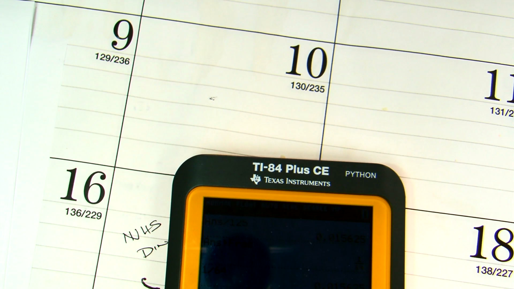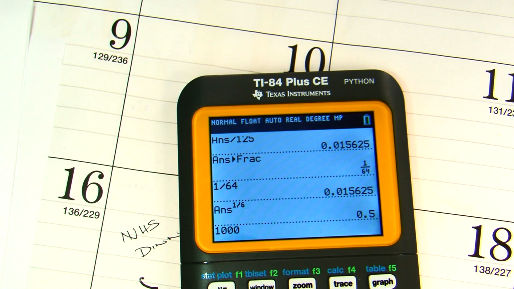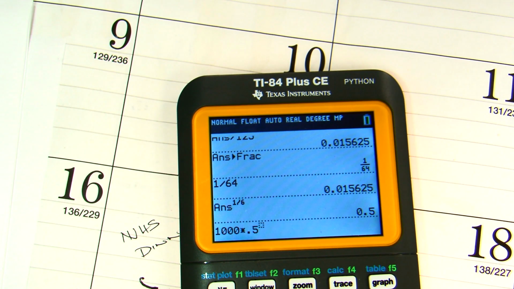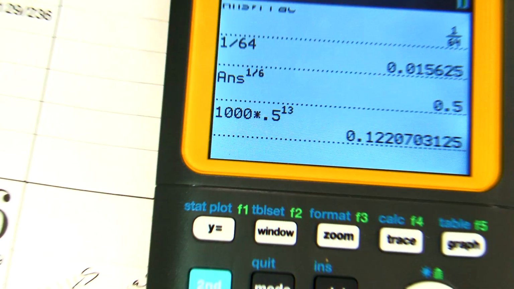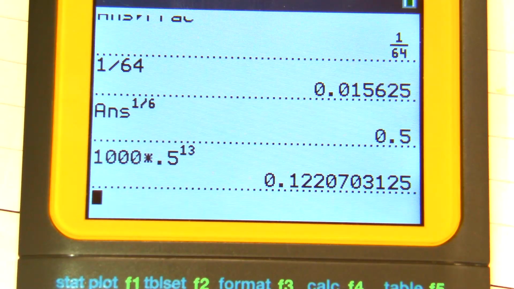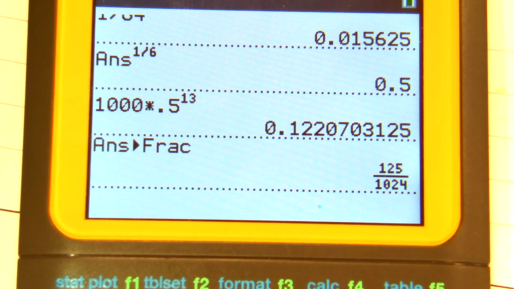I go to my calculator. I do 1,000 times 0.5 or 1/2 to the 13th power, and I get that long decimal. As we discussed yesterday, the only thing I'd ask you to do at that point is hit what 2 buttons? Math and 1, and see if it simplifies, which it does. So your final answer for that would be 125 over 1,024.